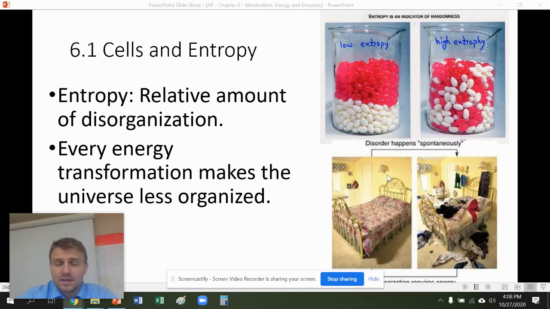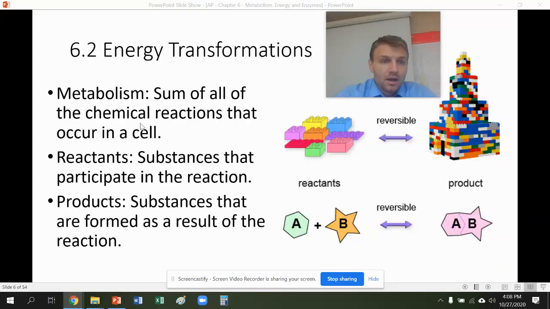I also like to make the analogy with a new pair of shoes. No matter what you do to that new pair of shoes, you will always have more entropy. There will always be more disorganization in that pair of shoes. They will always become dirtier, less organized. Even if you clean them, you can never get them back to their original state.